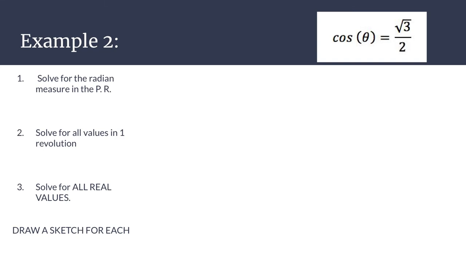So for the first one, we're going to find the radian measure in the principal root for cosine of theta equals root 3 over 2. Again, we want to start by isolating theta by taking inverse cosine of both sides. For cosine, your principal root is between 0 and pi. So we're looking on our unit circle at quadrant 1 and 2 for that interval between 0 and pi. Cosine is an x value, so we're looking for an x value in quadrant 1 or 2 that is equivalent to root 3 over 2.